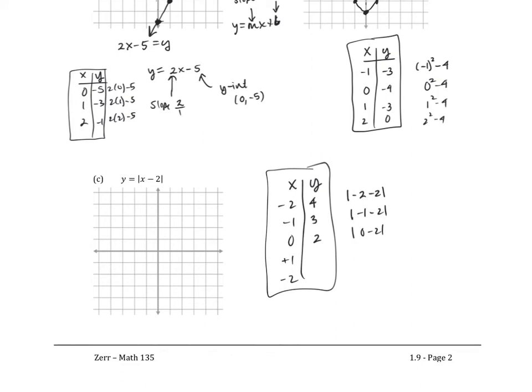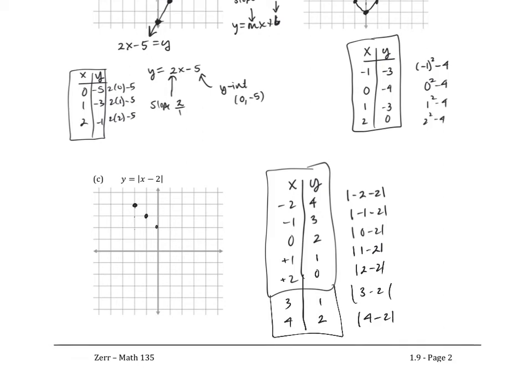Oh, these should be positive. So I have 1 minus 2, that's negative 1, so that'll be 1. And 2 minus 2, that's my 0. And I didn't really go far enough. 3 minus 2, that's 1. 4 minus 2 is 2. Now I'm just going to plot these.